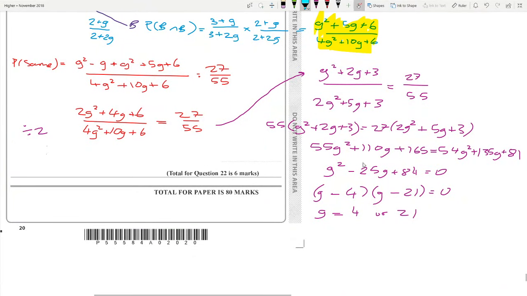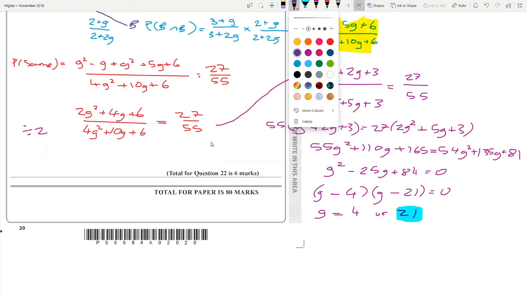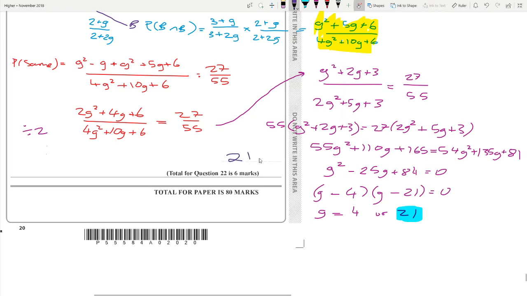So I'm going to use this as an answer, that the number of green pens in the box is 21 green pens. And that completes this question. Okay, that's worth 6 marks there.